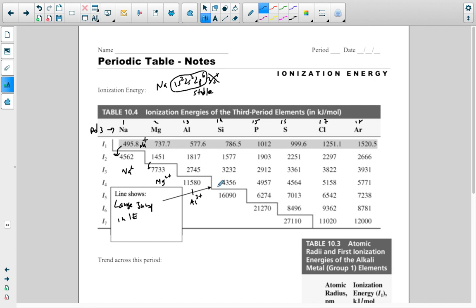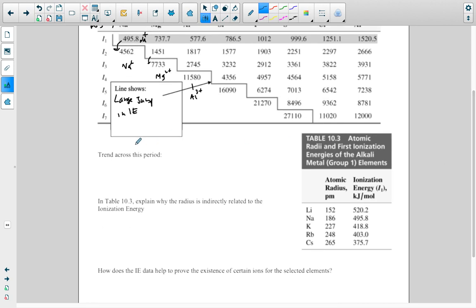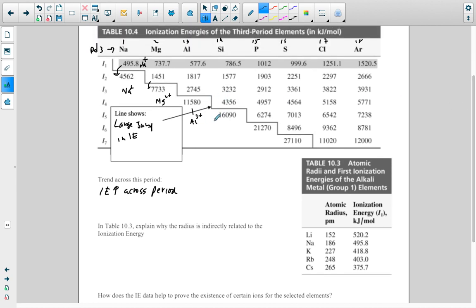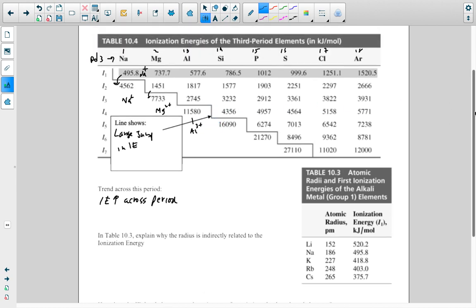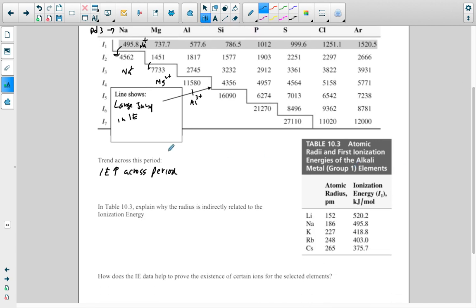So I just wanted to kind of show you this a little bit, and this way everybody gets an idea of what it really means. So your trend across the period is we know that IE increases across a period. Another thing you may want to get out of this is that the ionization energy increases as more electrons are removed. You may want to make a note of that too. Okay. We can say that also.